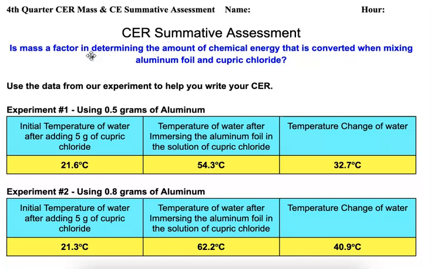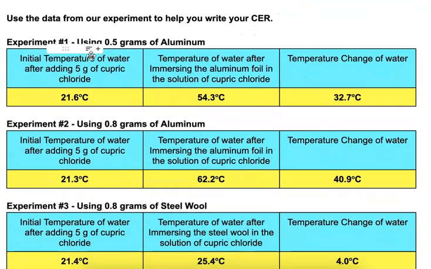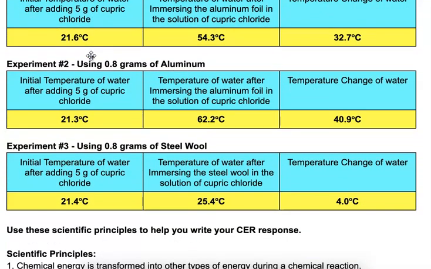In this case, the question being asked is: is mass a factor in determining the amount of chemical energy that is converted when mixing aluminum foil and cupric chloride? The data being provided is sample data from the lab that we did in the class earlier this year. So we have some data here from experiment 1 using 0.5 grams of aluminum foil mixed with the 50 milliliters of cupric chloride solution, and we have our information provided. Experiment number 2 was using 0.8 grams of aluminum foil mixed in with another 50 milliliter solution of cupric chloride.